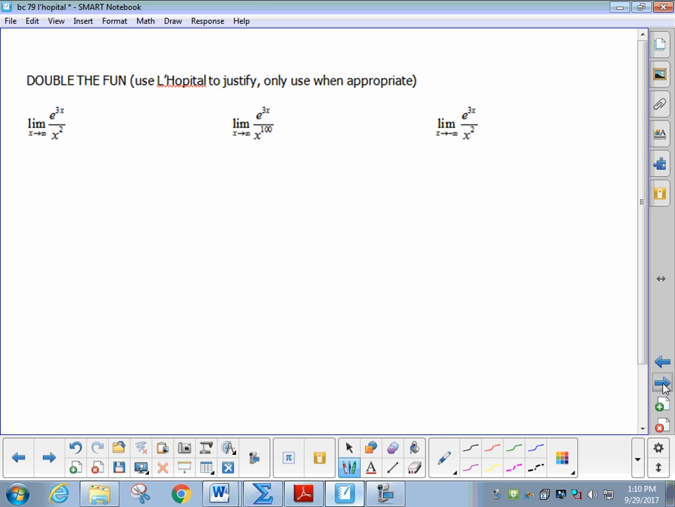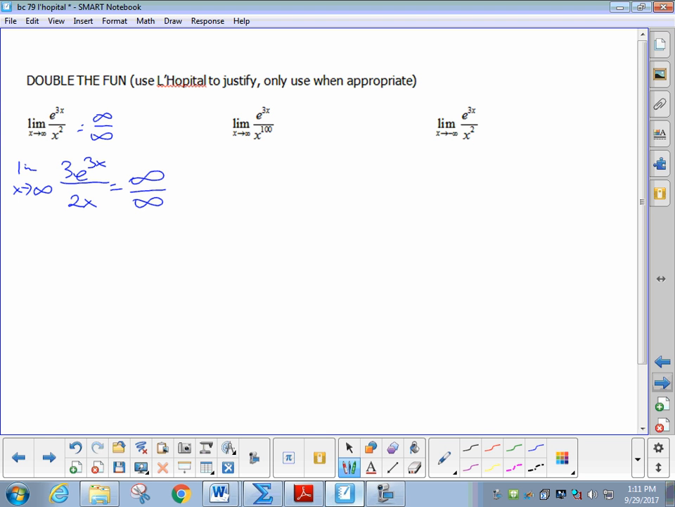Even more fun is the next problem. If you try direct substitution, you get infinitely large over infinitely large. So is it appropriate to use L'Hopital? Yes, it is. So we use L'Hopital. What is the numerator derivative? 3 e to the 3x. What is the denominator derivative? Upon direct substitution, now we get what? Didn't work? Do it again.